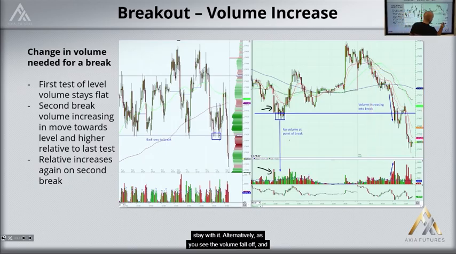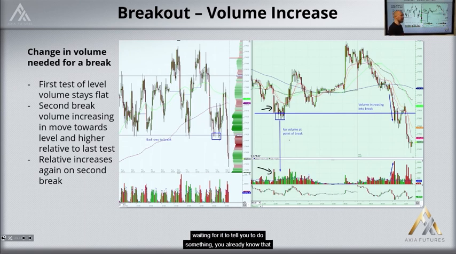Alternatively, as you see the volume fall off, and then you start to see volume increasing in this move, you can join that and play that move down. So it's about understanding what you're looking for, but the volume is enough to say, yes, this time it's worth going for. That's what you're looking for when you get a breakout. And so much of trading, of analysis, is all about knowing what you're looking for. If you get what you're looking for, then you take the trade on.